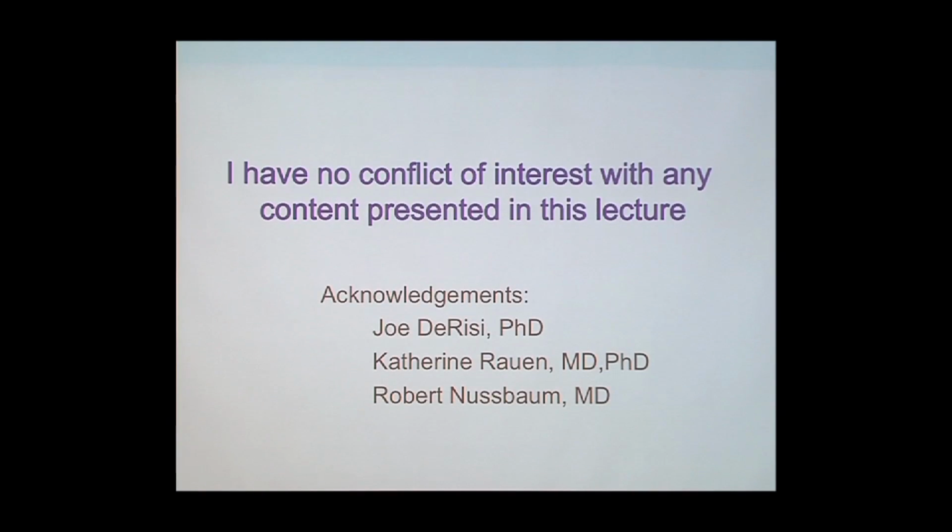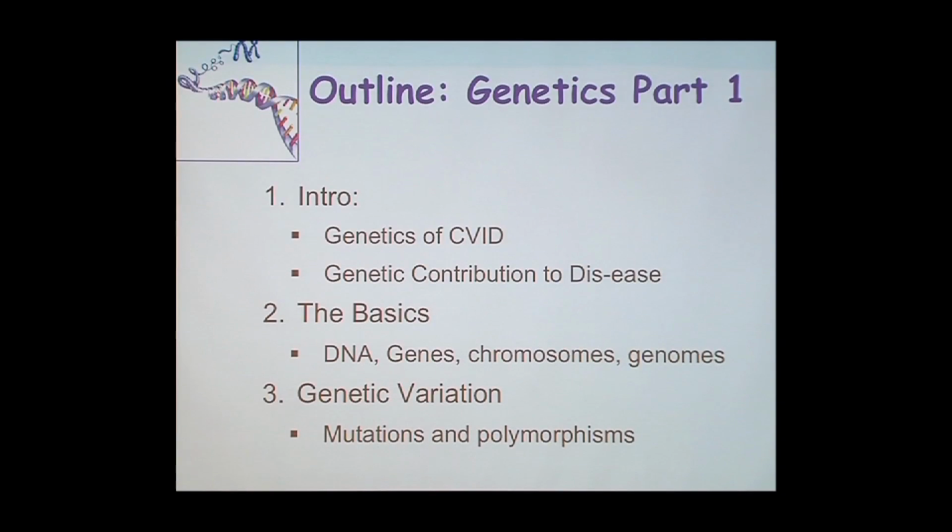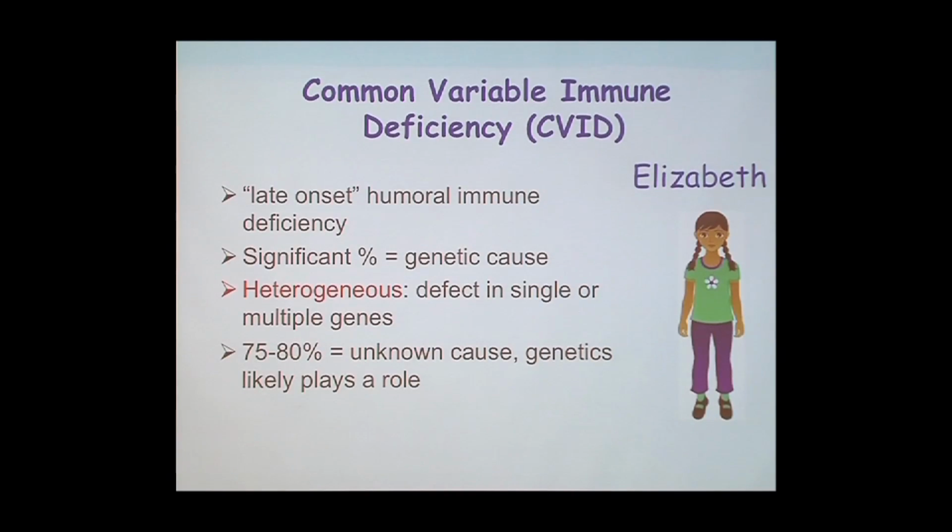So last week, we talked about sort of the basics of genetics, genes, genomes, chromosomes, and we talked a bit about different types of genetic variation. We talked about mutations and polymorphisms. And to remind you of the patient Elizabeth that was introduced on the first session 4 weeks ago by Dr. Gunling. And Elizabeth has common variable immune deficiency, or CVID.